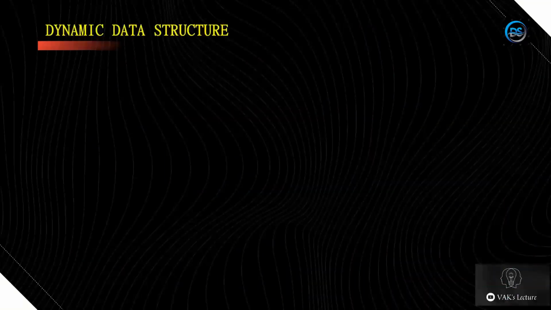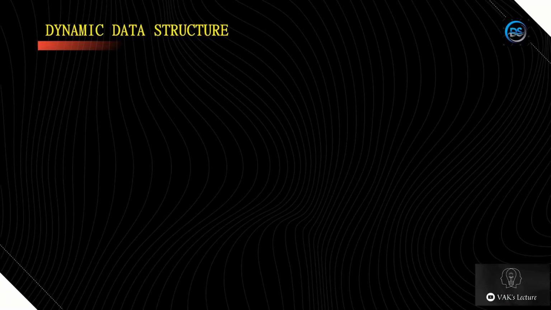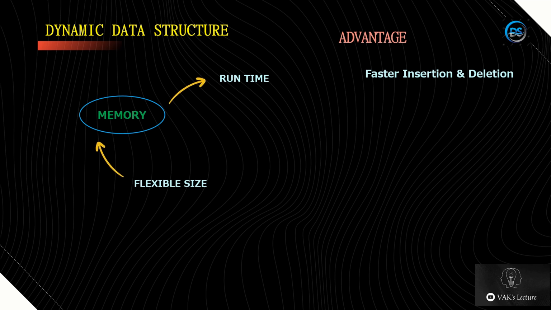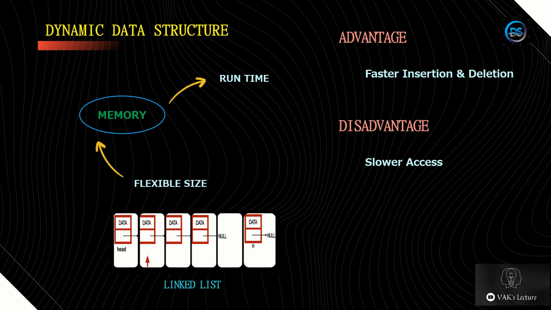Now let us see what dynamic data structures are. In dynamic data structure, the memory is allocated at runtime. Therefore, the maximum size is flexible. If the memory is allocated at runtime, then the user will decide the size. So, the size is flexible. The advantage is faster insertion and deletion. Again, the disadvantage is slower access. For example, linked list is a dynamic data structure. We will discuss later how a linked list can be created and what the advantages and disadvantages are. We will discuss all these in subsequent lectures.